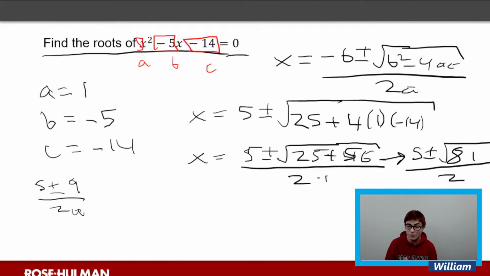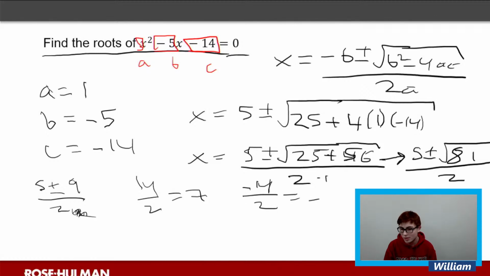So the first thing we're going to do is our plus. 5 plus 9 is 14, and 2a is just 2. So 14 over 2 is equal to 7. And then we're going to do our minus, so 5 minus 9 is negative 4. And negative 4 divided by 2 is just negative 2. So our two answers are x equals negative 2 and 7. And that is going to be our answer here. I'll circle it in red.